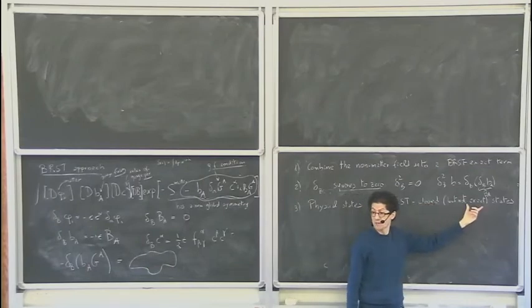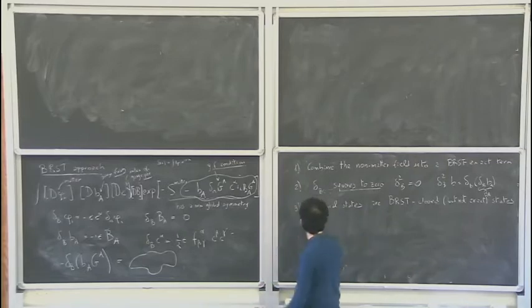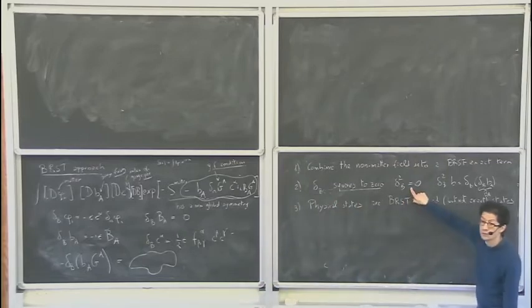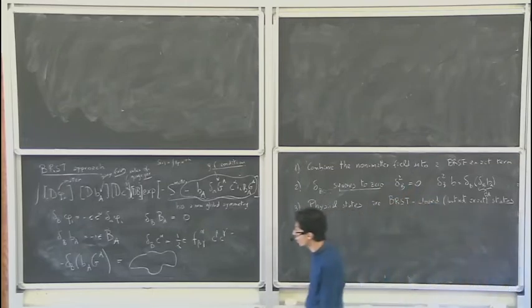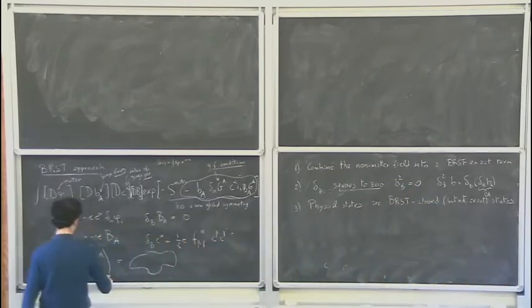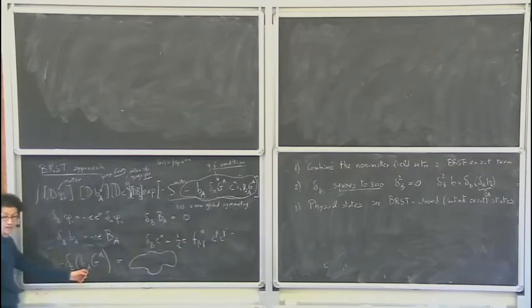But BRST exact is something that itself is the BRST variation of something else. Now, the physical states, the non-trivial physical states, are those that are invariant under the BRST transformation, but not in the trivial way, right? If something is the BRST variation of something else, because of property 2, it will also be invariant under the BRST transformation, right? So for instance, this object here is BRST exact. Of course, the variation of this guy, thanks to property 2, will be zero. So physical states are states that are BRST invariant, but not of this type.